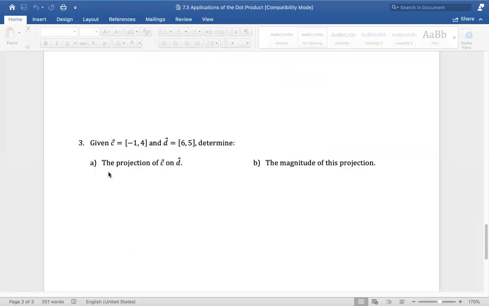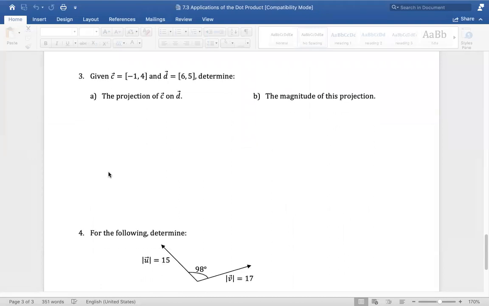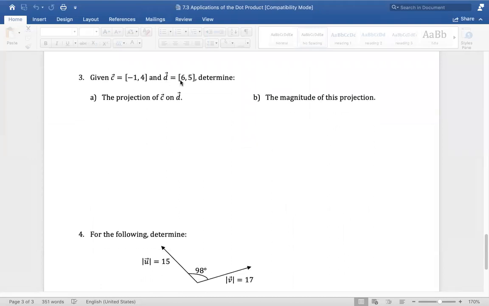Given that I have vector C as -1 and 4, and vector D is 6 and 5, determine for me the projection of C onto D. So again, these are Cartesian vectors, and then we're going to figure out the magnitude of the answer we figured out here, right? The magnitude of that projection. So I'm trying to figure out how to write this out, right? The projection of C, so C kind of remains the same size here. The projection of C onto D.